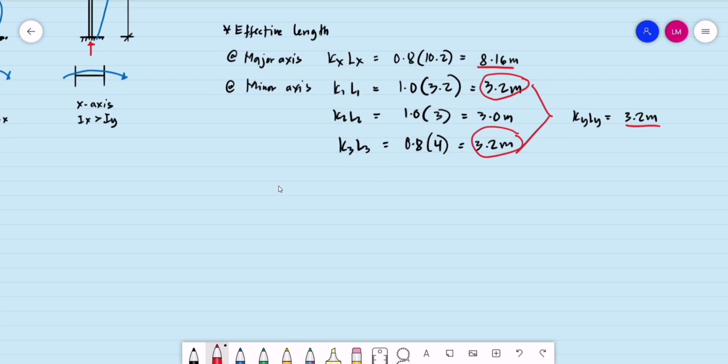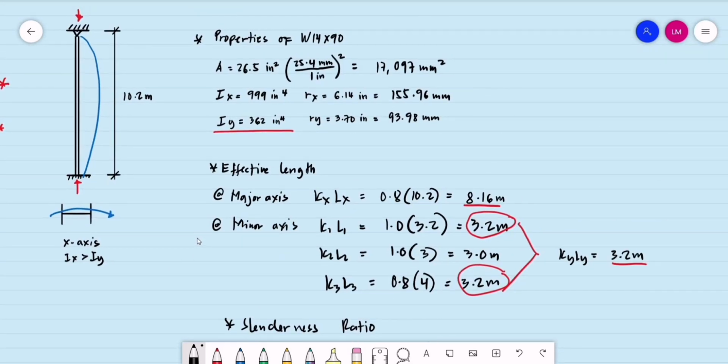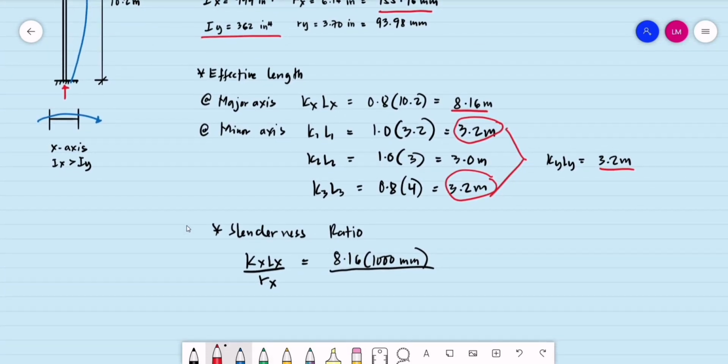So we now have the effective length with respect to the x-axis and the y-axis, so we can now compute for the slenderness ratio. For the major axis, that is K sub x L sub x divided by the radius of gyration with respect to the x-axis. The effective length with respect to the x-axis is 8.16 meters, multiplied by 1,000 to be in mm, then divided by the radius of gyration with respect to the x-axis, which we have a while ago as 155.96 millimeters.